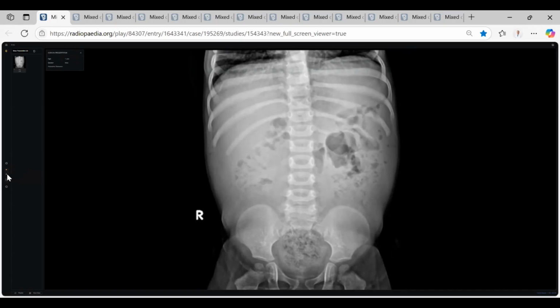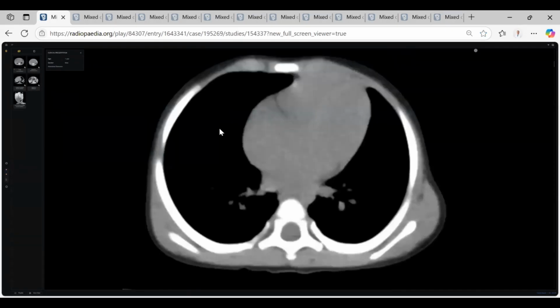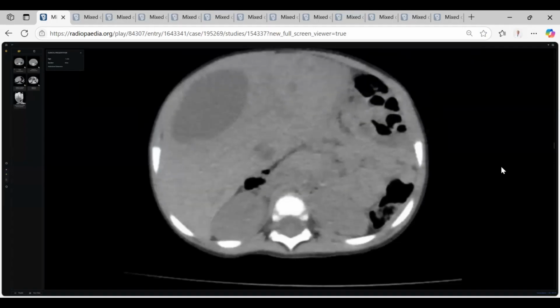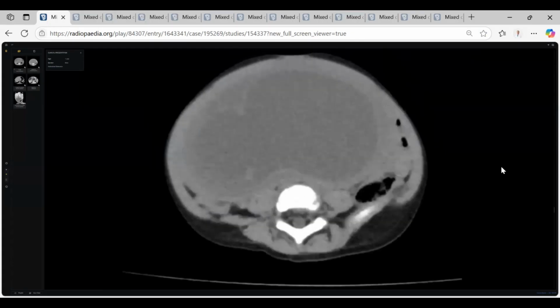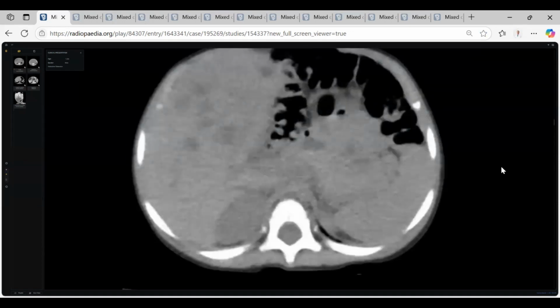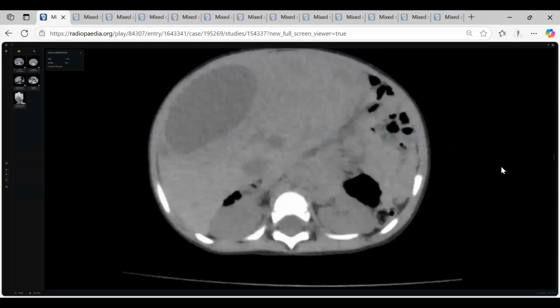I want to check if there is any CT for the patient. It's a CT. Okay, this is an axial cut for CT abdomen. Yes, there is air filled. Oh, sorry. No, this is the liver. The liver is seen enlarged with hypodense areas.